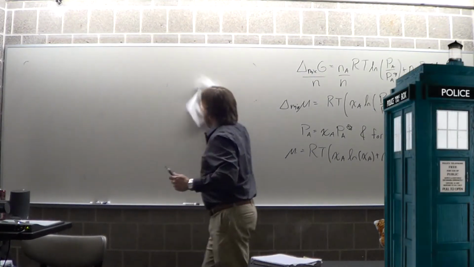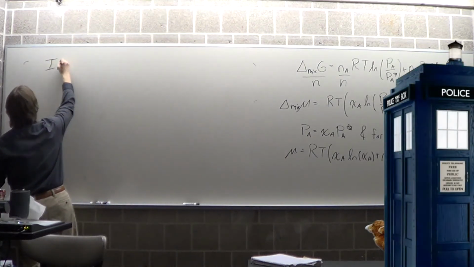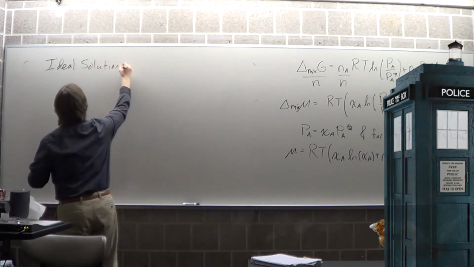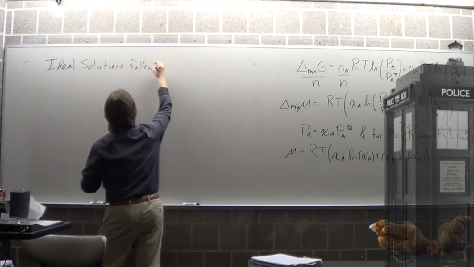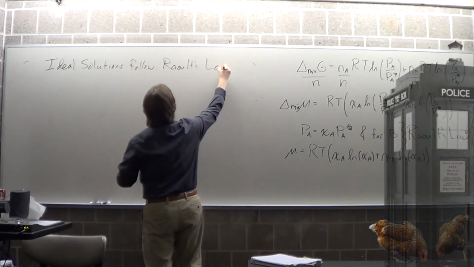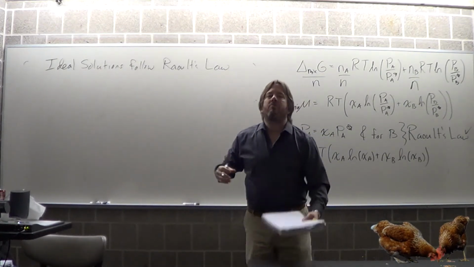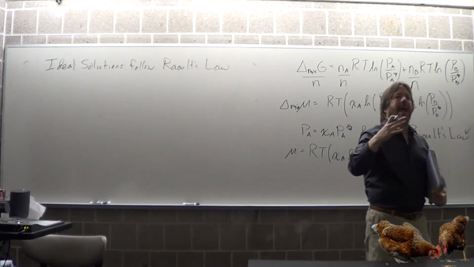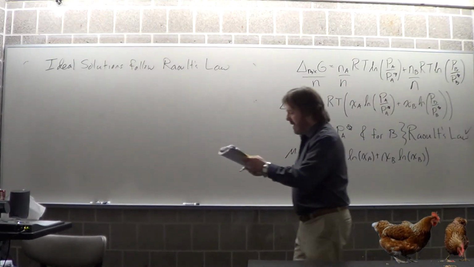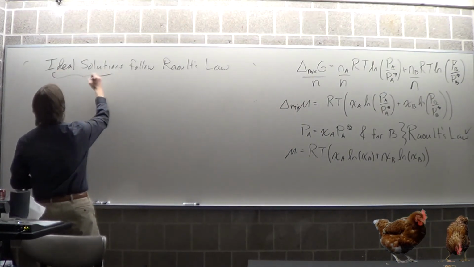so Raoult's law in ideal solutions, let me write this down. Ideal solutions follow Raoult's law. Now, when I plug Raoult's law into all this thermodynamic excess function, I'm going to find that everything should mix, given that they're ideal. So that's the point. Okay, now what makes an ideal solution?